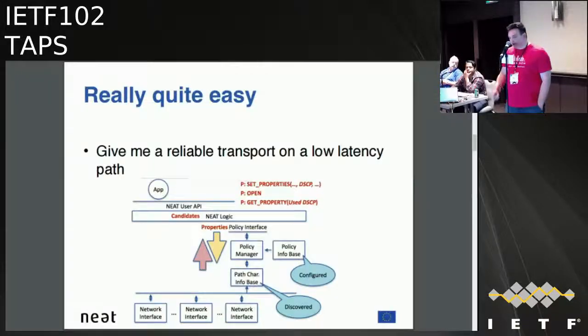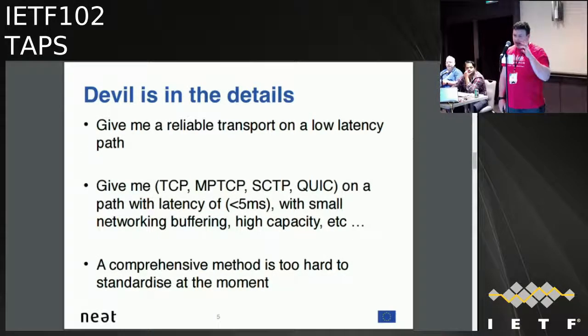The interface of the application was setting up the properties it needed, the things it required, and then we had a logic layer, and then we worked through a policy system that would work through this and give you what you requested and the best thing that you requested from the available set. And obviously this didn't work.